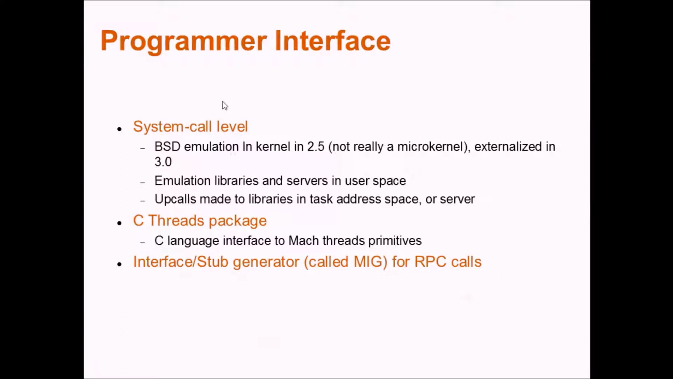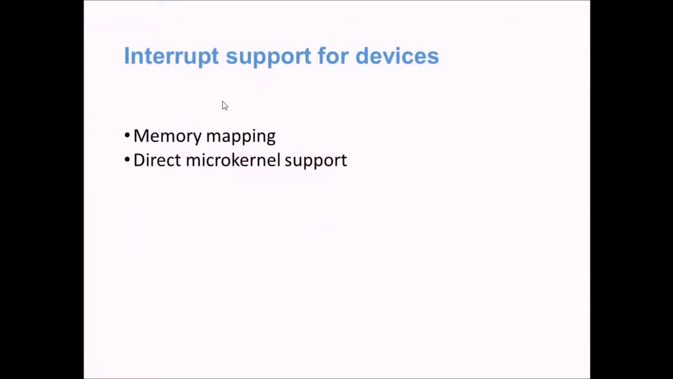Programmer interface, system call level: we can call the kernel with BSD emulation in the kernel in 2.5, and emulation libraries and servers in user space. Upcalls are made to libraries in the task address space or to a server. The C threads package is a C language interface to Mach thread primitives. Interfaces are generated by MIG, the Mach interface generator, using RPC calls.